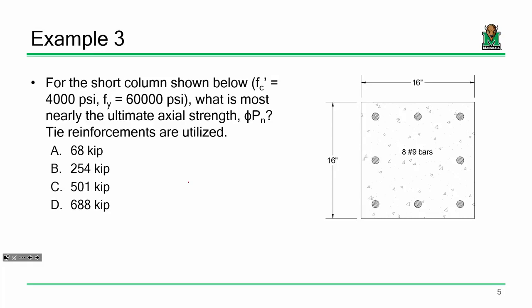So now we've got a column. We have an element and we're just pushing on it. And here's the cross-section. It's 16 by 16, 4,000 PSI concrete, 60,000 PSI steel. We have 8 number 9 bars. What's the ultimate strength, phi Pn? And tie reinforcements are utilized, so we're not using spirals. Remember, spirals give better confinement when the outer part cracks, so you actually get a little bit higher phi value because of it. But all in all, straightforward. Everybody good? All right.